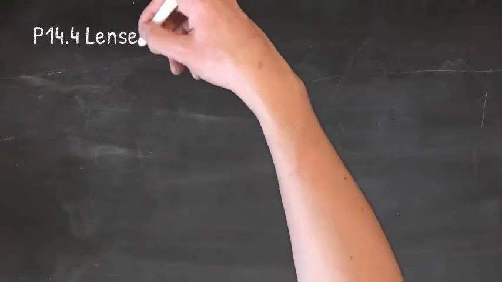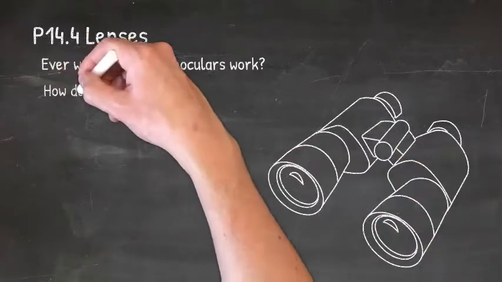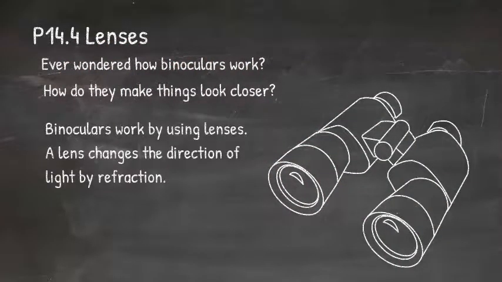In this video, we are looking at lenses. Have you ever wondered how binoculars work? How do they make things look closer? Well, binoculars work by using lenses. A lens changes the direction of light by refraction.